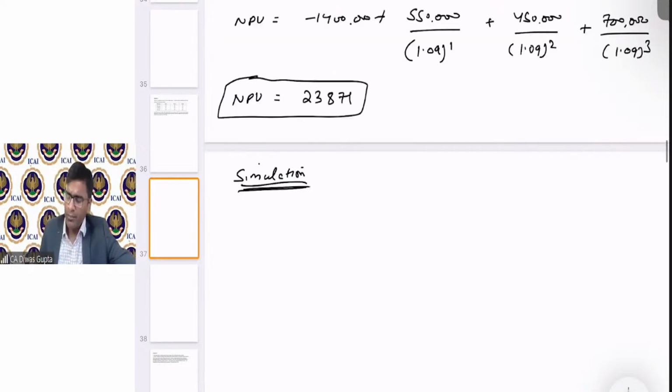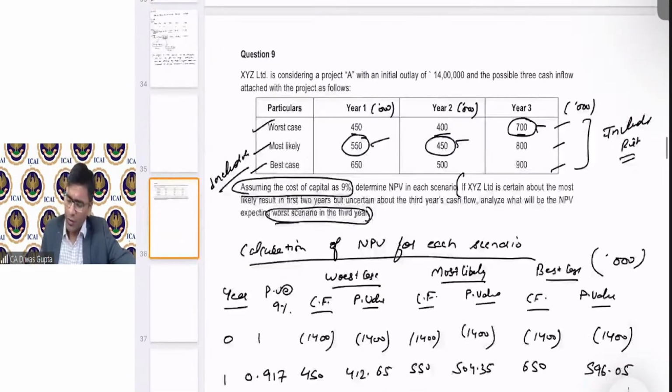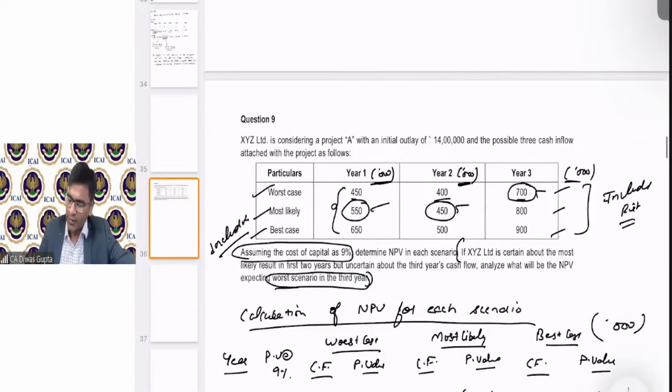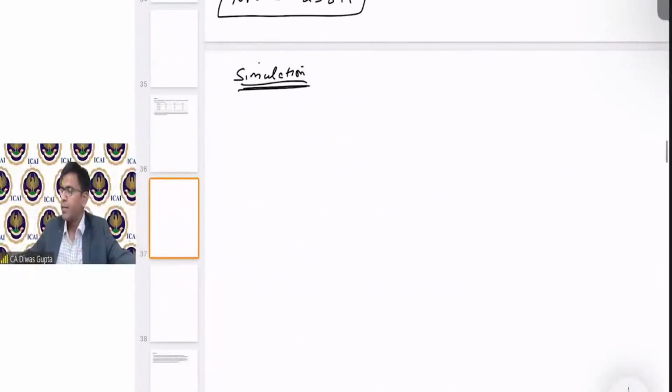So Guram is again asking. Guram, in this question, please note one correction, which I have already told. These numbers are in thousands, Guram. So the cash inflows for all the three scenarios are in thousands. That is why your query is coming. That will not come. Yes, students.